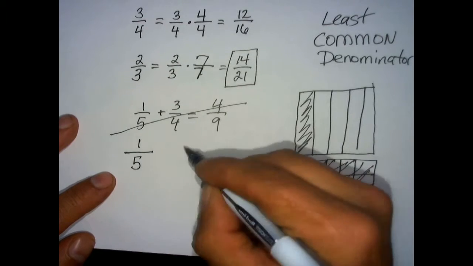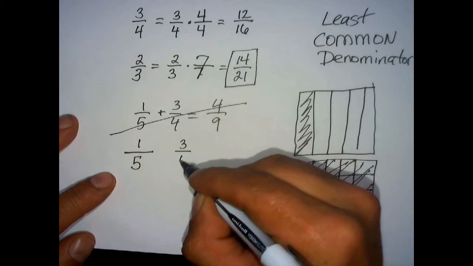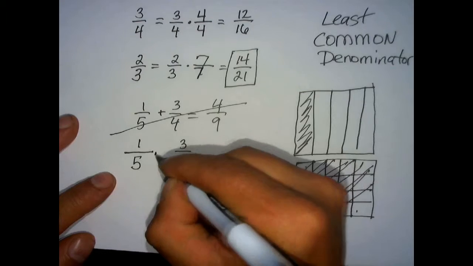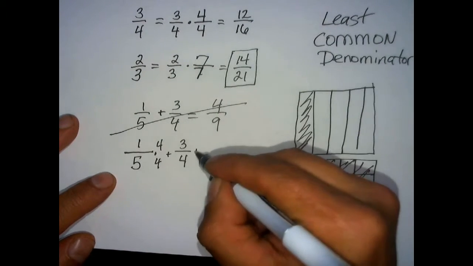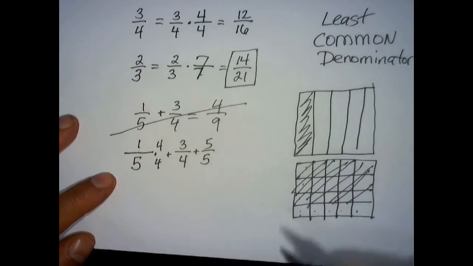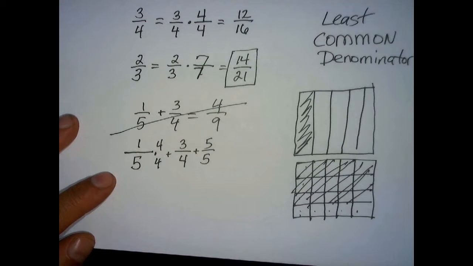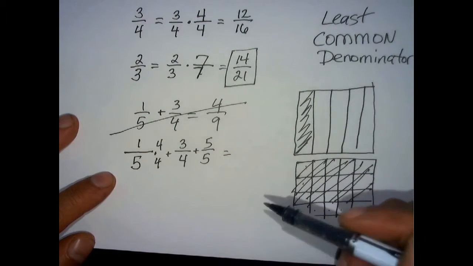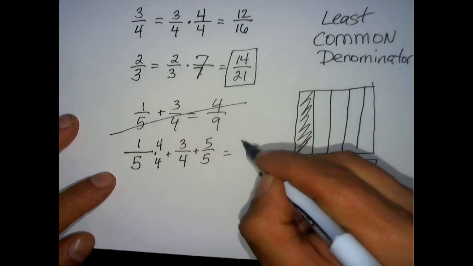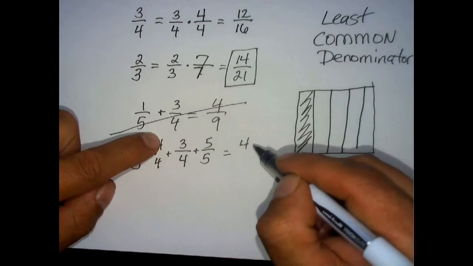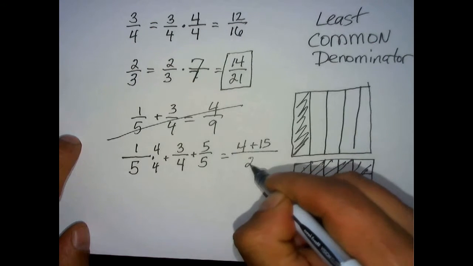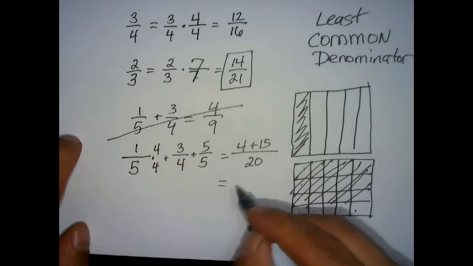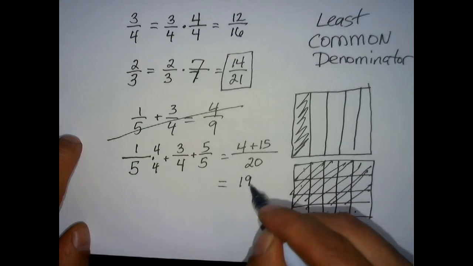Alright, so I want to make both of these denominators 20. So I'm going to multiply this by 4/4. That gives me 20, right? Yes. And I'm going to multiply this by 5 over 5. Okay, and that's going to give me 4 plus 15, right? 1 times 4 is 4, and 3 times 5 is 15, and all that's going to be over 20. So the answer is 4 plus 15, which is 19 over 20.